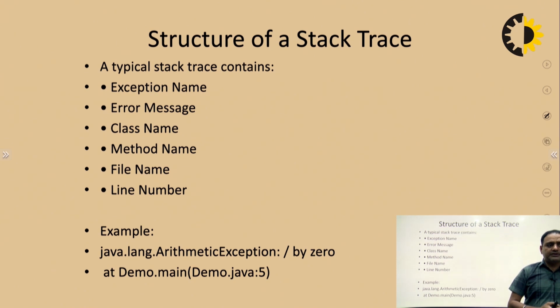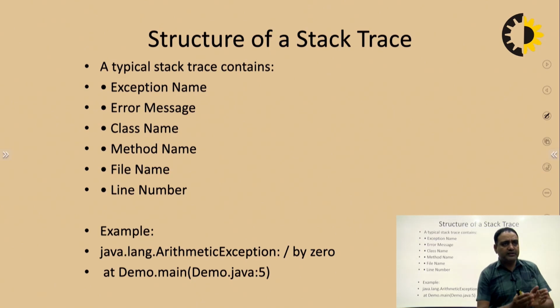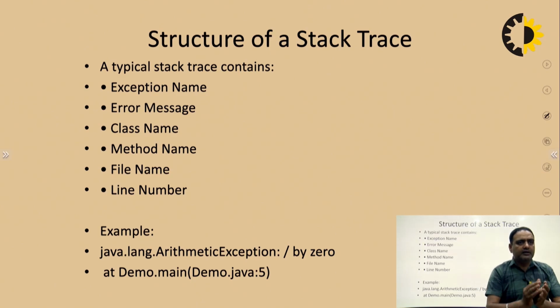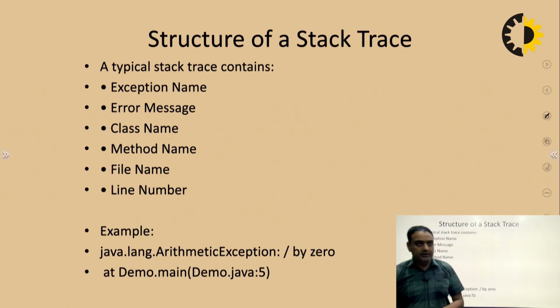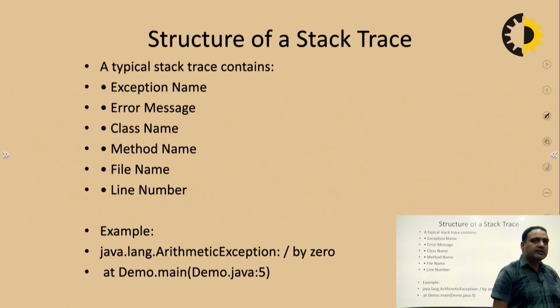This particular exception occurred in the main method, at line number 5. Here it is mentioned that the line number is 5. The exception name, error message, class name, method name, file name, and line number are the detailed information displayed if you use the stack trace method. Through the stack trace method, you can get the information of the exception which occurred at runtime.